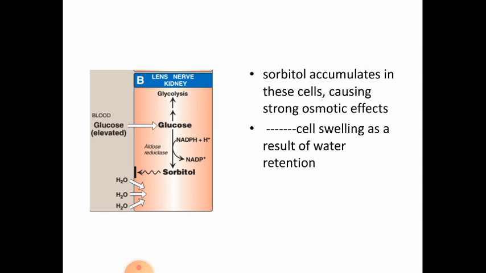Increased glucose, that is hyperglycemia, means an increased amount of sorbitol, which is mainly seen in lens, nerve and kidney tissues. All these tissues have sorbitol dehydrogenase, and this sorbitol accumulation is leading to accumulation of water as well. Water retention causes cell swelling, which is causing osmotic damage to those cells.